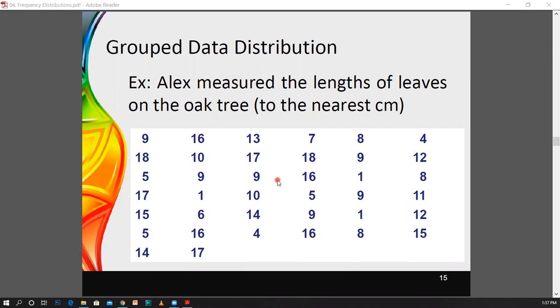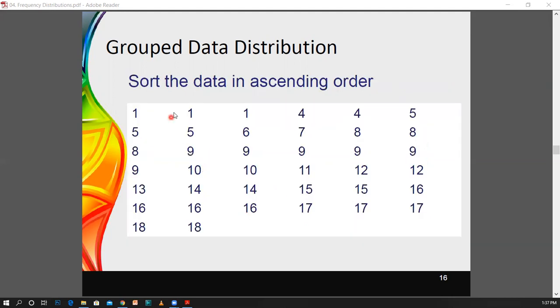Therefore, if you need to arrange this data inside the grouped data distribution, what we need to do first is rearrange this set of data. Here I have rearranged this data, which means I have sorted it in ascending order. The values I have obtained are 3 ones, 2 fours, 3 fives, 1 six, 1 seven, 1 eight. Likewise, I have obtained the sorted data set for this raw data.